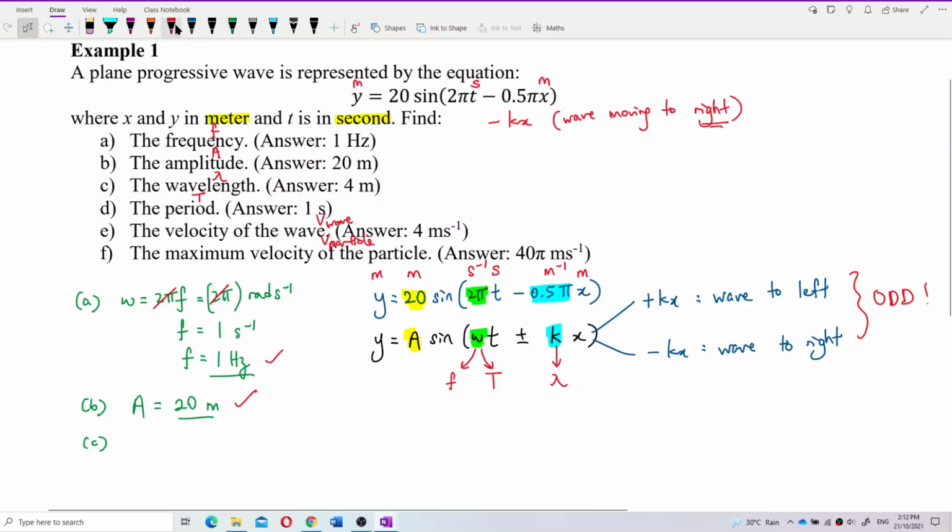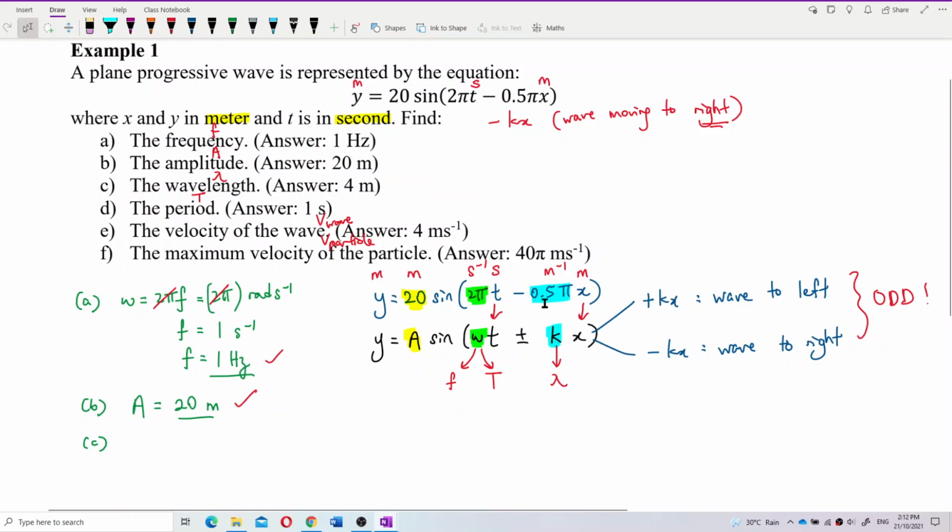So remember, you must always pair up time with time, x with x. Sometimes the 0.5 pi x can be in front, and then 2 pi t can be behind. So you must rearrange your formula until you pair up correctly, time with time, x with x. Only then you say this 2 pi is omega, this 0.5 pi is k. You must be careful.